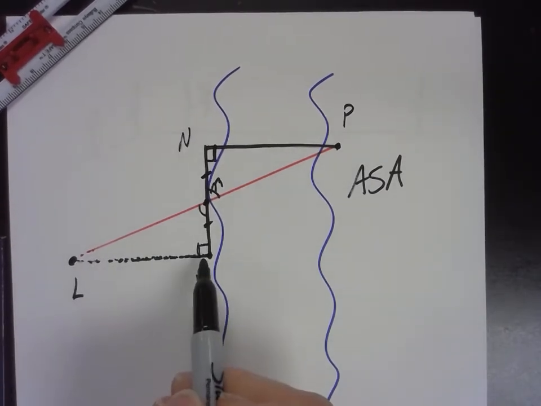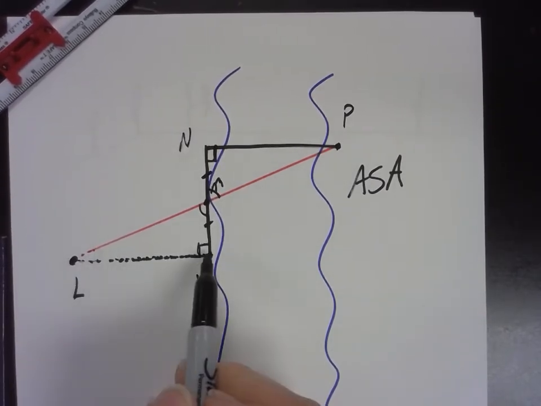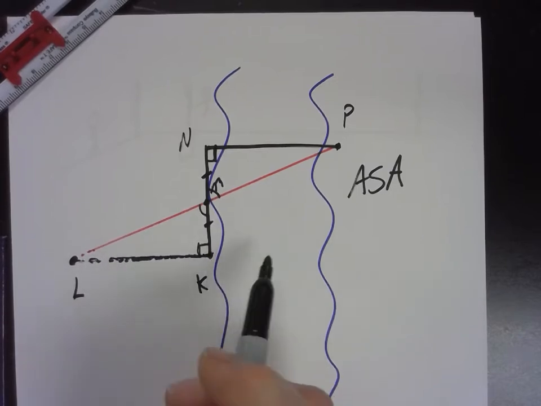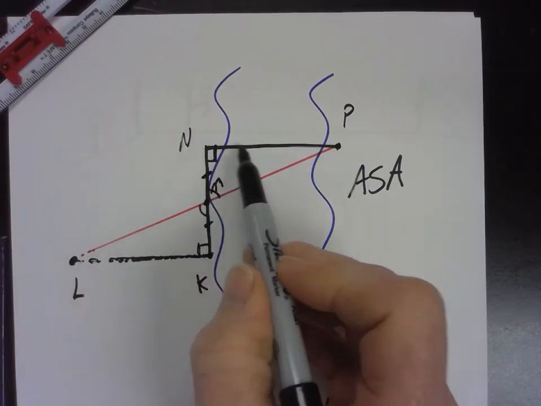And can we actually literally measure this distance right here? Yeah, we can, can't we? We can measure that distance right there. Okay? And then you know exactly how far it is across the river.